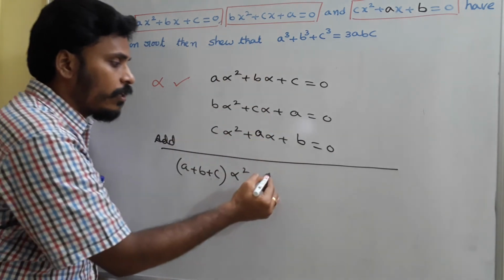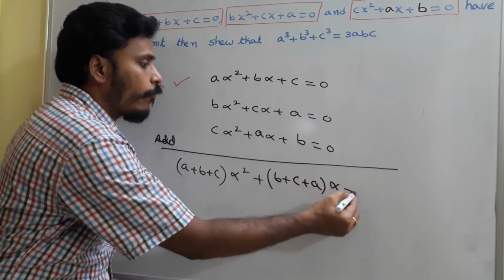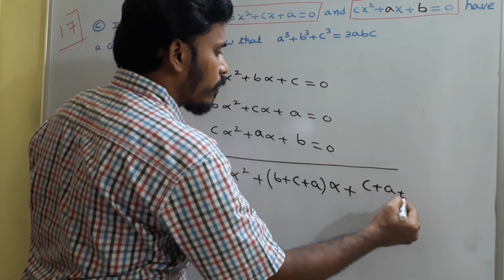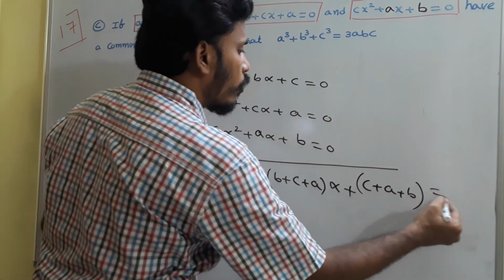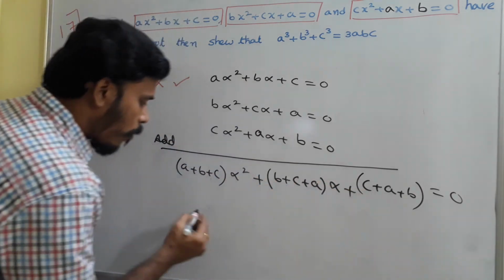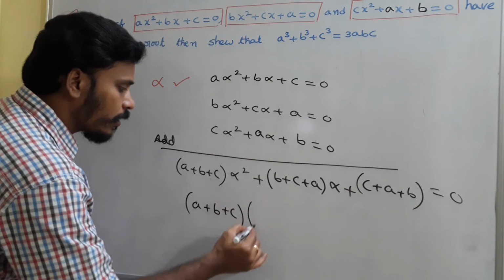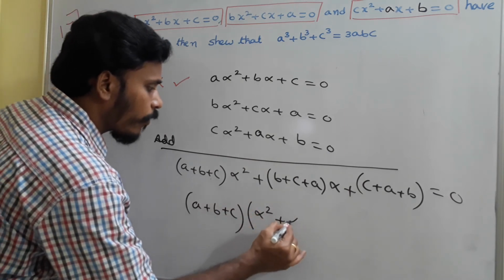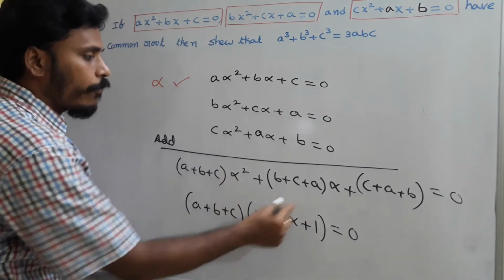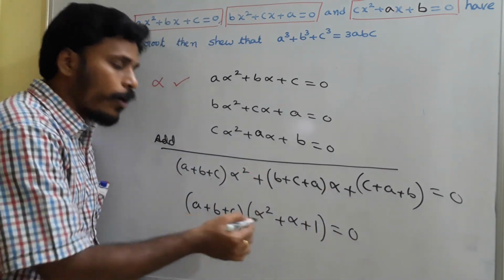When you add these three, again you will get b plus c plus a into alpha. Plus, when you add these constants, you will get c plus a plus b is equals to 0 again. And once you look, a plus b plus c is a common thing. So you have a chance to rewrite it as a plus b plus c into alpha square plus alpha plus 1 is equals to 0. From this, alpha square, from here alpha, and from this 1 is equals to 0. So now this product is 0.